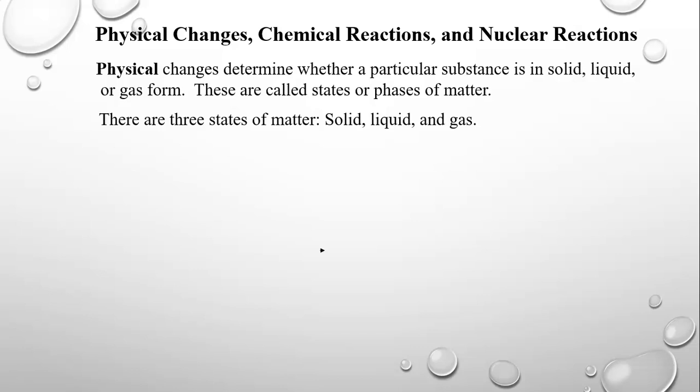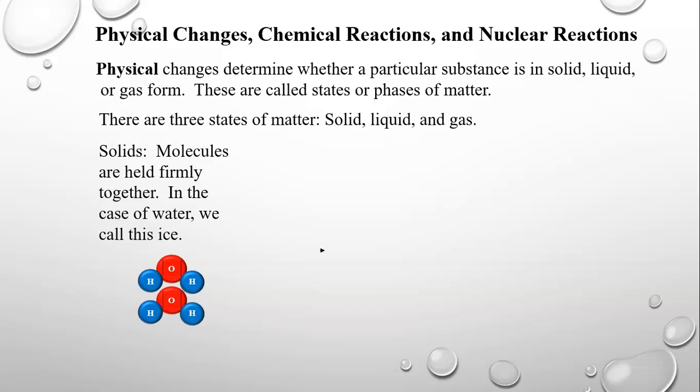Gas means it's a vapor. It means the molecules are separated, and we'll talk more about that at a later time. But it has nothing to do with gasoline. So solids, the molecules are held firmly together. In the case of water, we call this ice. That's what ice is, when those water molecules are held tightly together. They can't move around. They can wiggle back and forth, but they can't actually move apart.